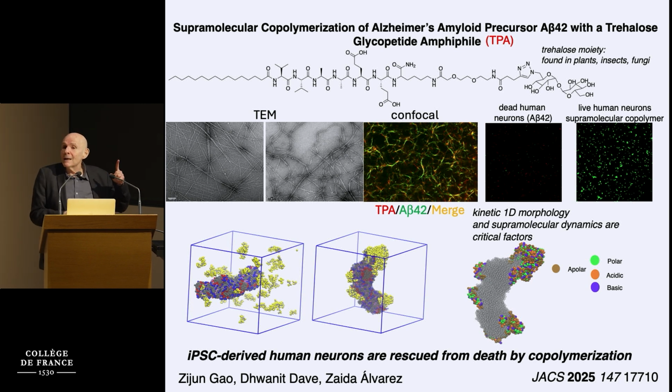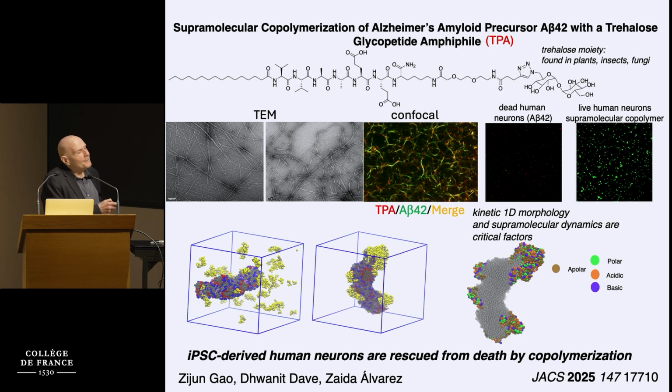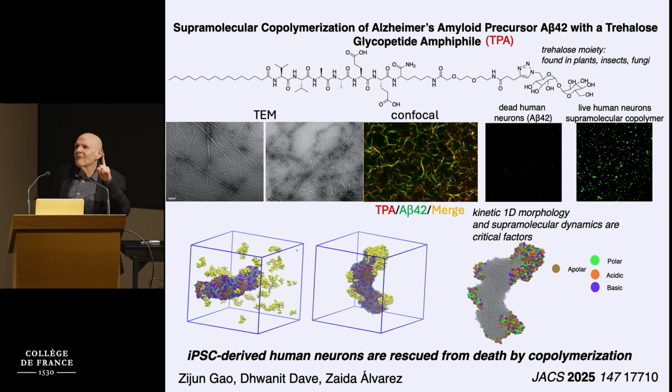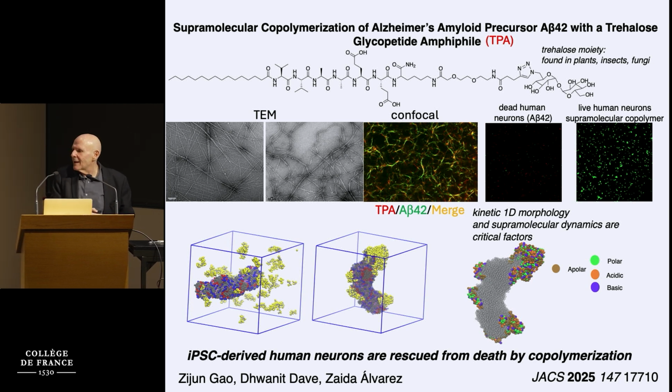Now, what is the connection to the dynamicity and the motion and all that? The only way that this copolymerization works, and I invite you to read the paper, is if you have the assembly in a non-equilibrium state where the molecules are still highly dynamic, because you haven't annealed them. If you anneal them and establish all the hydrogen bonding that they want to have, this copolymerization and rescue of the neurons doesn't happen. So it's a very different example.